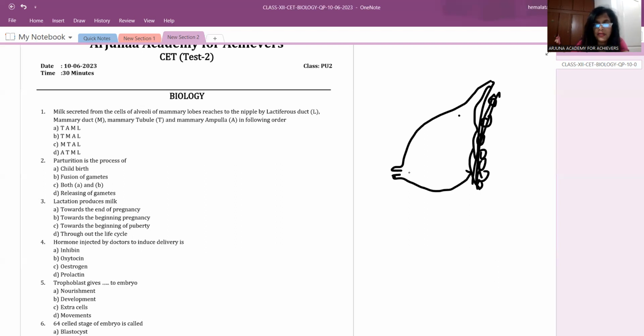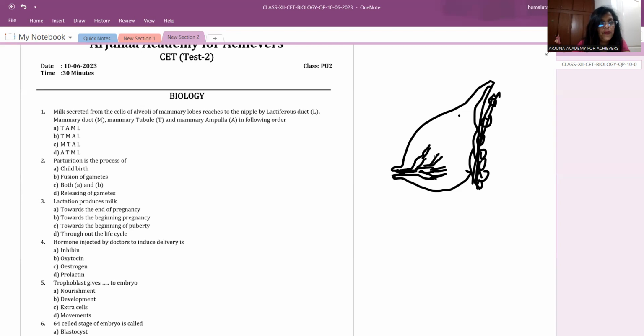First, here we have the lactiferous ducts, 1 and 2. Two lactiferous ducts are there. So L comes at the end, right? These open into the ampulla, where the milk is stored. These ampulla get it from the next one, the mammary duct. These are called the mammary ducts, right?